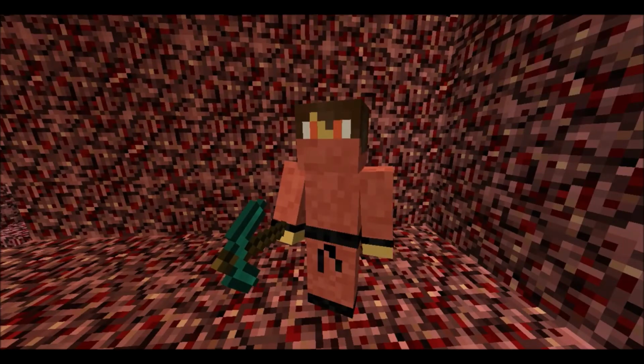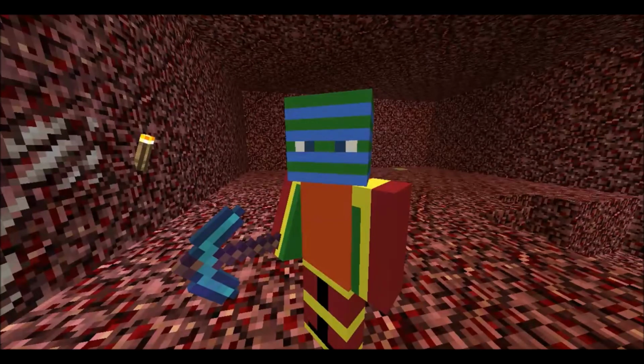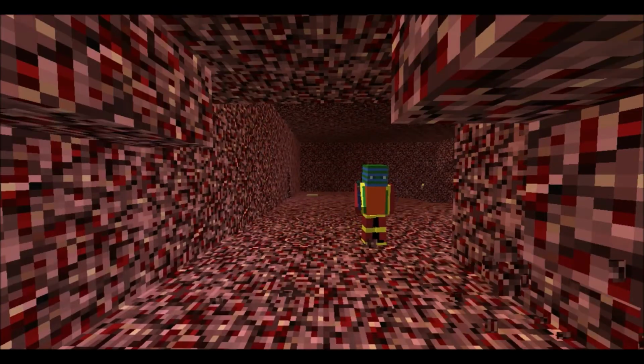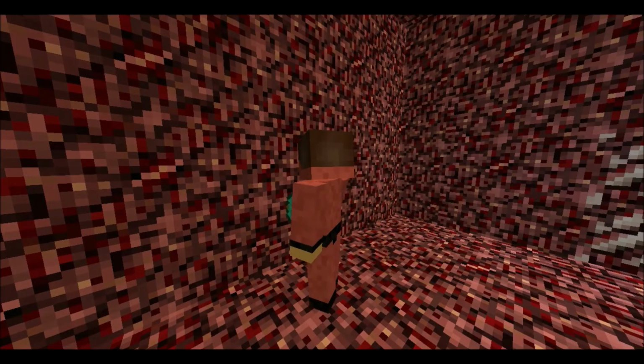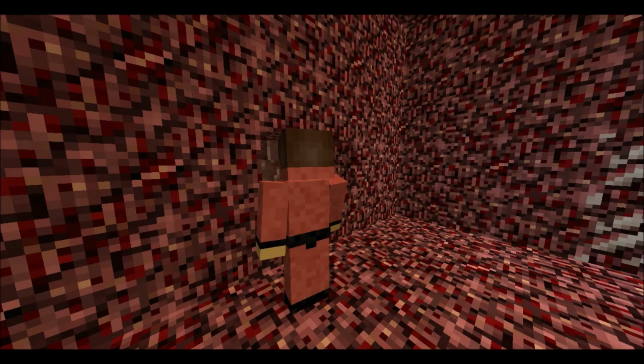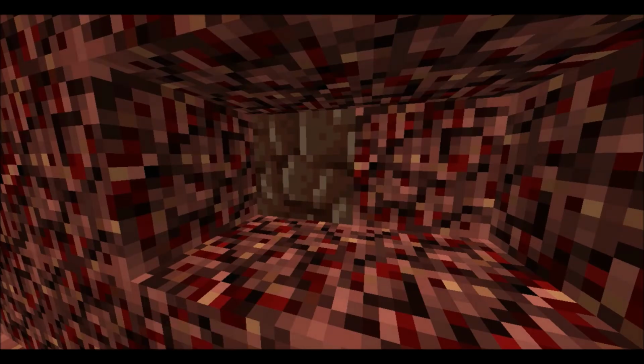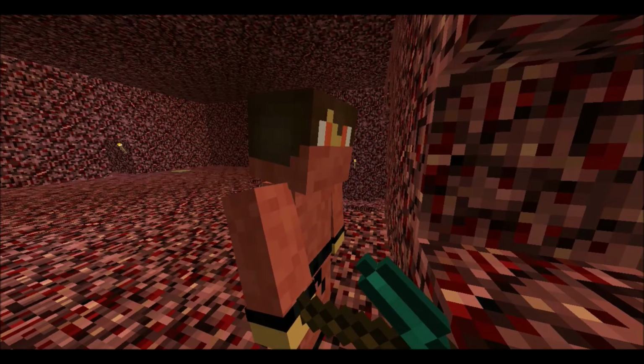Oh, okay. But we still can't find netherite anywhere. Let's keep mining. Wow. I found it.